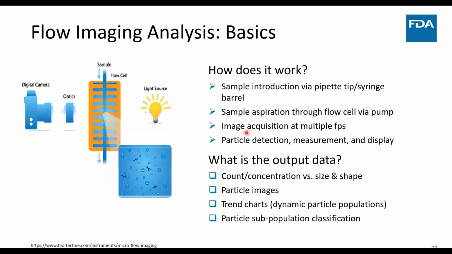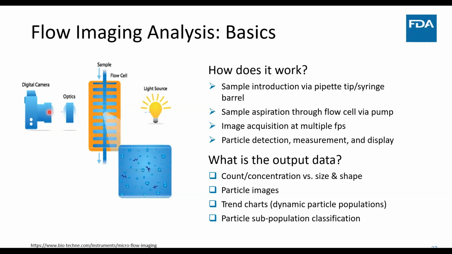Once again, this cartoon helps us have a very simple look at how it works. We have our digital camera with the optical system, our flow cell where our sample is flowing through, and our light source for illumination. You can introduce your sample either through a pipette, a syringe system, or by a manual pump system. Image acquisition is at multiple frames per second. So as your sample is moving through your flow cell, your camera is taking multiple images per second.